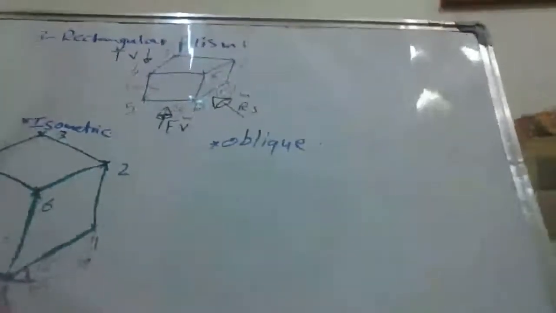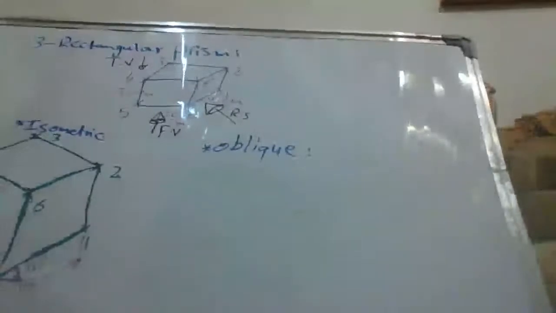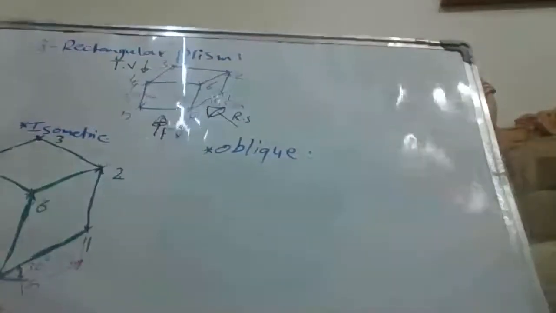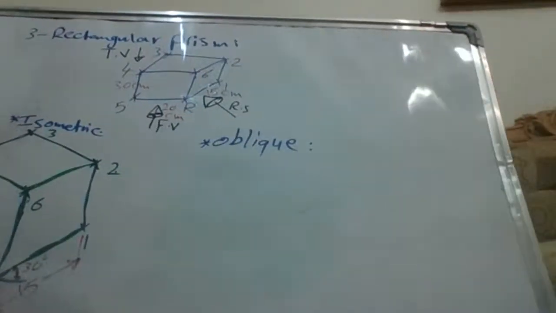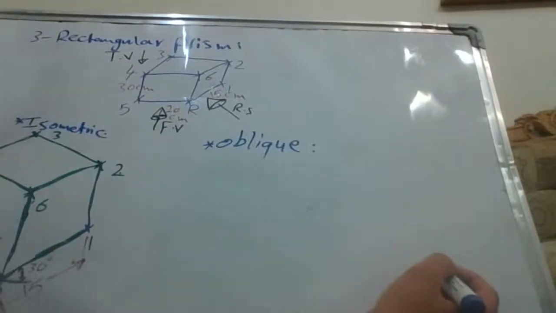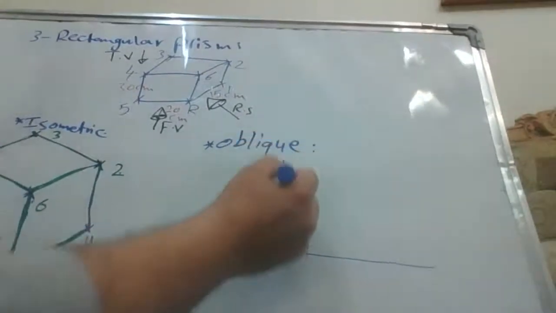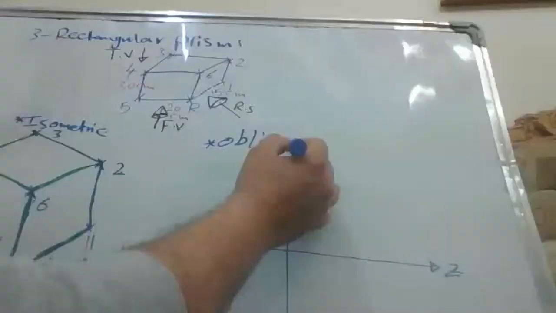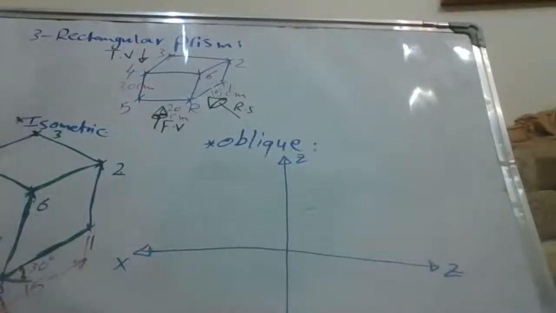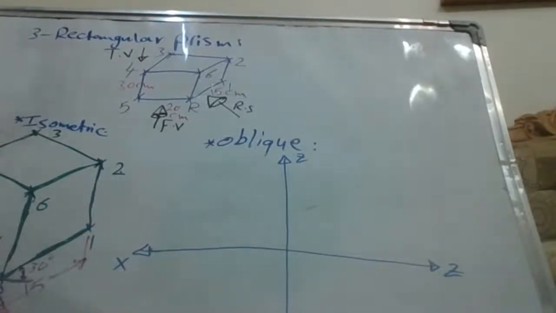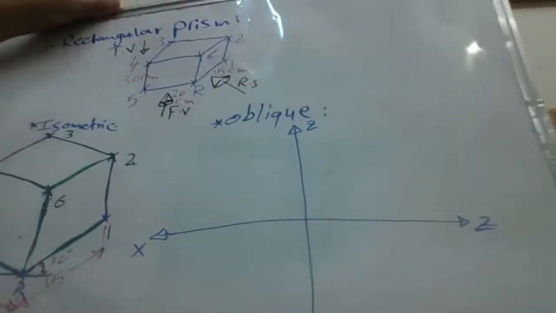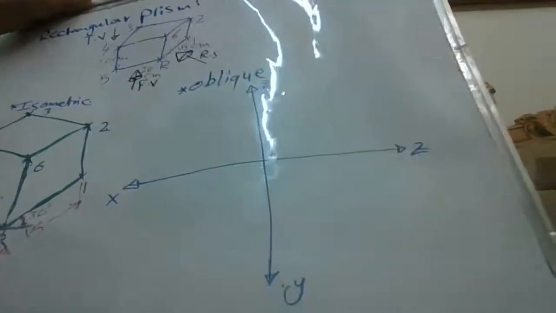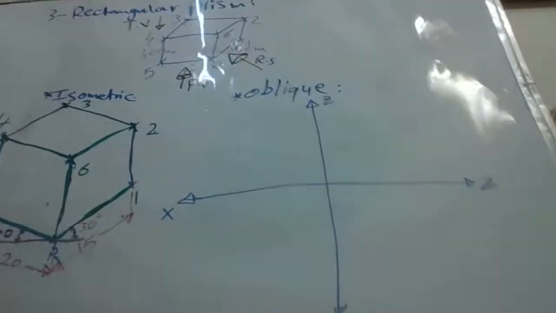The projection of the shape for the prism can be drawn using the standard method to draw the pictorial for all the shapes, as follows. We draw the z axis here, the x axis here, and the y axis here. Okay, let me show you the shapes.